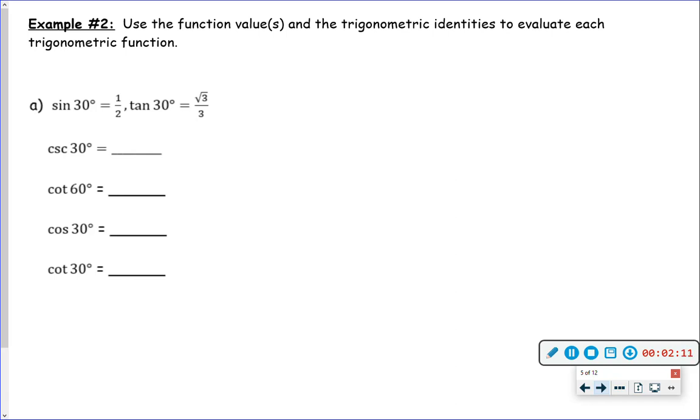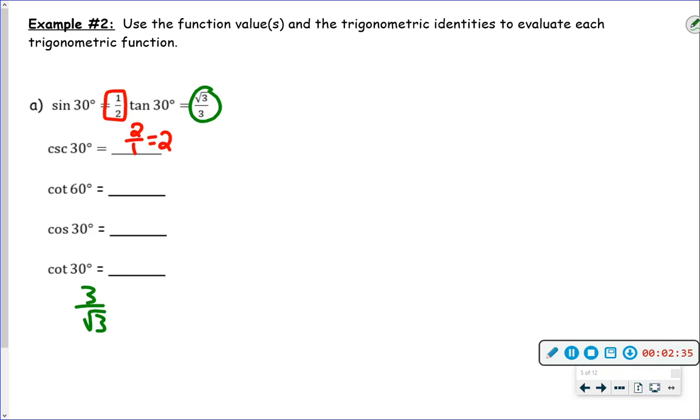So we've been drawing the triangles in the past. We're going to try and do them a little differently this time, and do it all off our identities. So let's start with our easiest stuff. If sine is a half, you know cosecant is the reciprocal, so I'm just going to put 2 down for that. If we know tangent is √3/3, we can get cotangent. It's going to be the reciprocal.